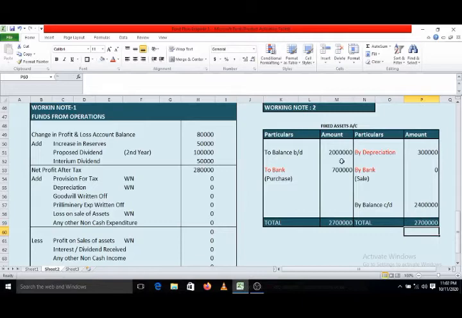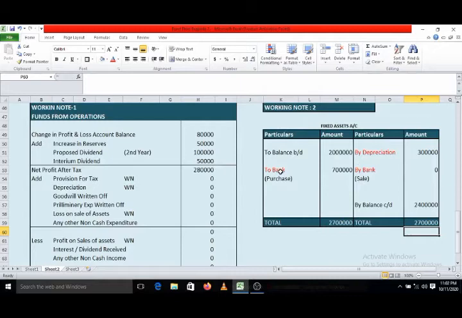Means in addition to this, there is no missing item here. Whatever information is available, that is there. So it means the change in the balance of fixed asset, opening 20 lakhs and closing 24 lakhs, that change of 4 lakhs is because of purchase of new asset 7 lakhs and depreciation of rupees 3 lakhs. You can check here, these 3 items I have marked in red.